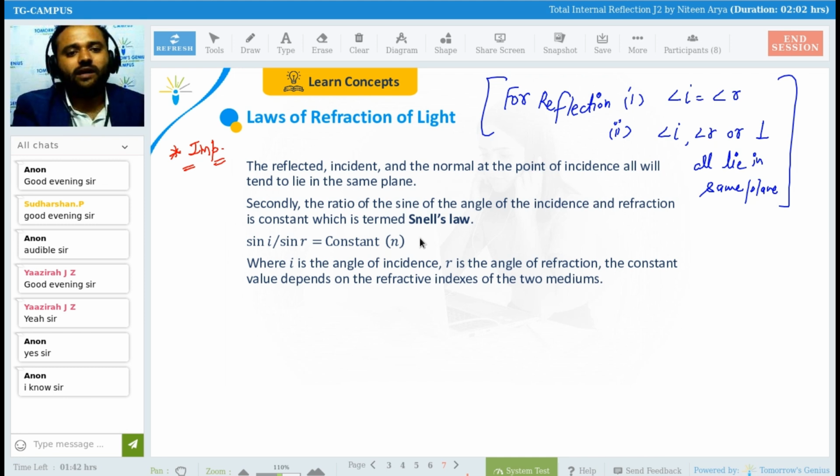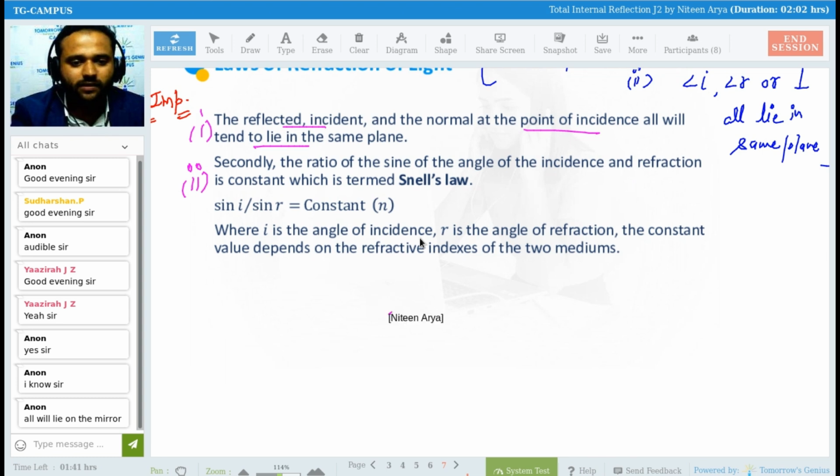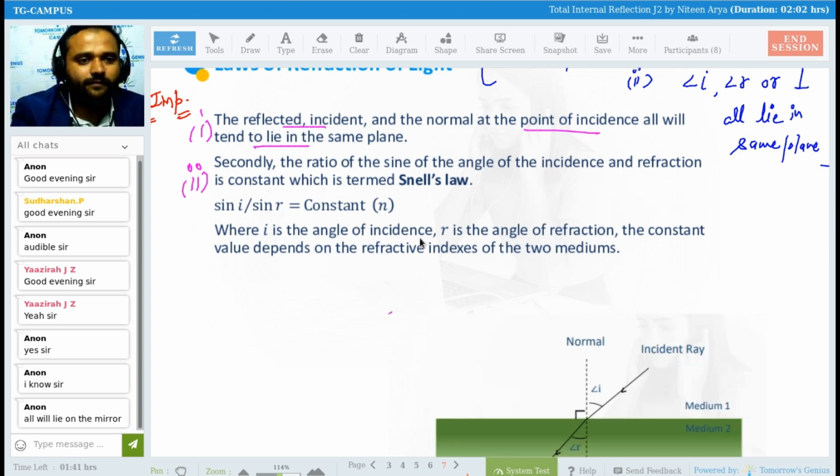Yes, beta, we know this. I am asking about the reflected ray, the incident ray, and the normal at the point of incidence, all will lie in the same plane. What is it in general? This is your first law of reflection, and that is your second law. So what do they all lie on? The mirror. But I write same plane instead of mirror. What is the meaning of this? Tell me, beta, what is the meaning of this plane thing? I write neither the mirror nor the surface, I write this plane thing.